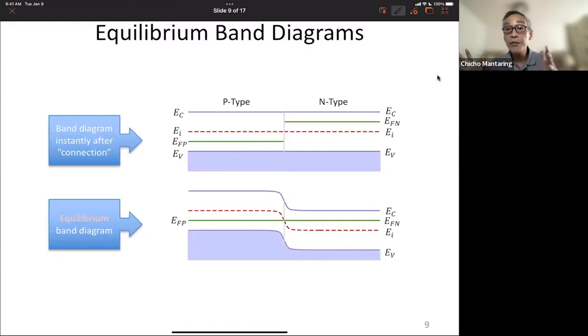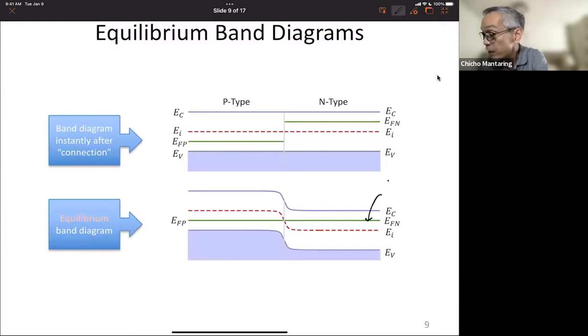Because of the diffusion, there's going to be a buildup of an electric field. Eventually, there's going to be a drift. Then after the drift, there's going to be a difference in potential between the right side and the left side, where the right side is going to be of a lower potential than the left side because we're talking about electrons. And in the end, these two Fermi levels are going to align with each other.